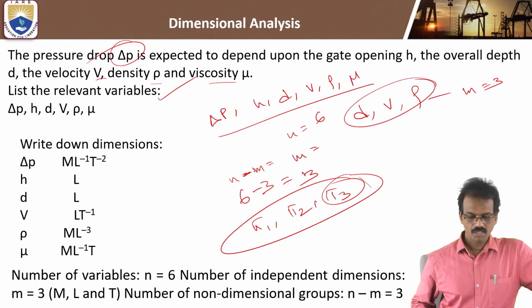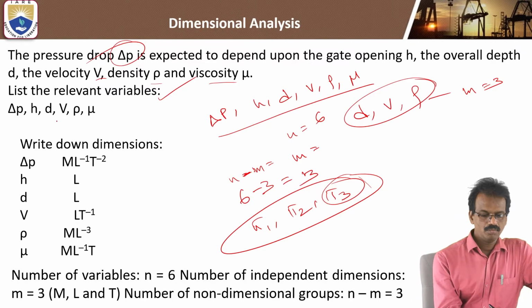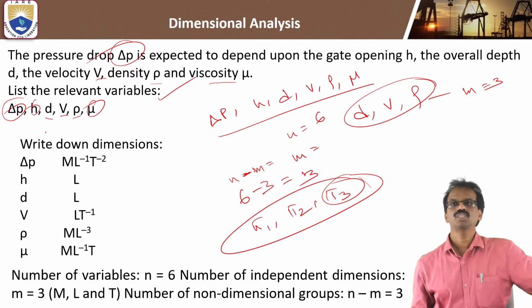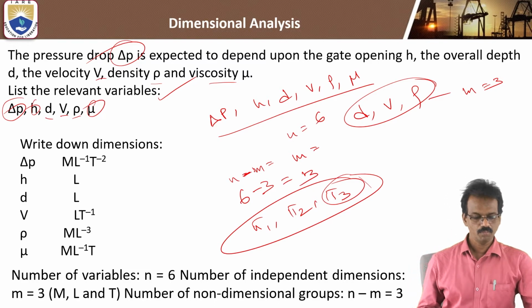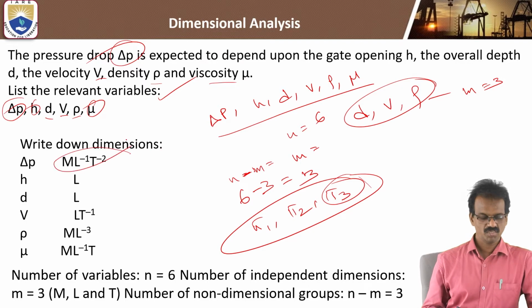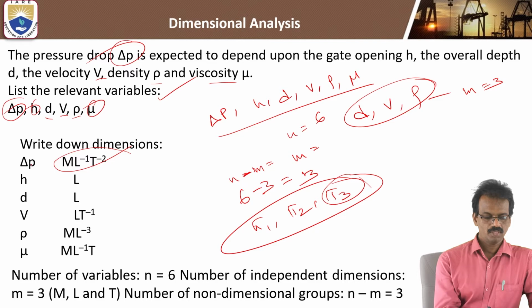Here also d is taken, velocity is taken, density also taken. Remaining parameters are variables: delta p, h, and mu. These are the remaining variables. The dimensional formulas are also given here, you can choose that one. So that is delta p, the pressure difference.